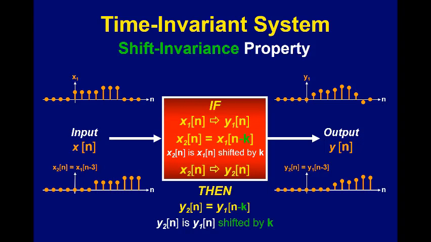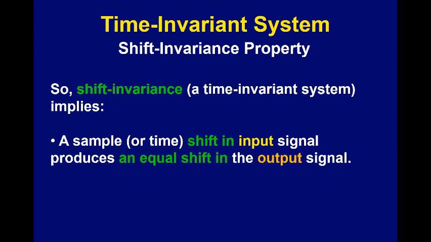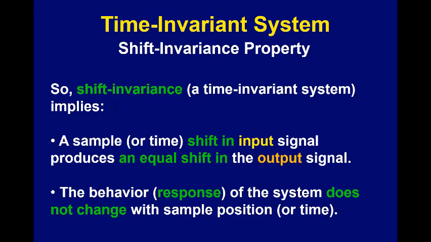Another way of saying that conceptually, shift invariance implies that a sample shift on the input produces the identical sample shift on the output. It also means that the system response can't change with sample position, which is like saying it can't change in time. I take a signal and measure its response. If I put that same signal in a day from now, I better get the same output response, or else I have violated shift invariance. So the system has to be time stable, or in this case, shift stable.